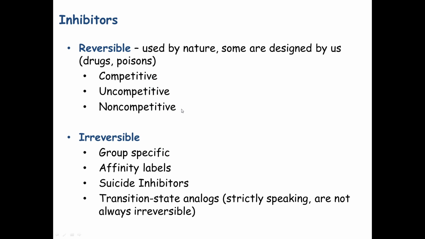Okay, so the reversible ones at the top of the slide, there are 3 main types. We're going to call them competitive, uncompetitive, and non-competitive. I did not come up with the names. One of them actually makes sense. The other 2 sound like the same thing, and I'm going to try to clear up the difference between the 2. Okay, so we'll talk about the 3, competitive, uncompetitive, and non-competitive next.